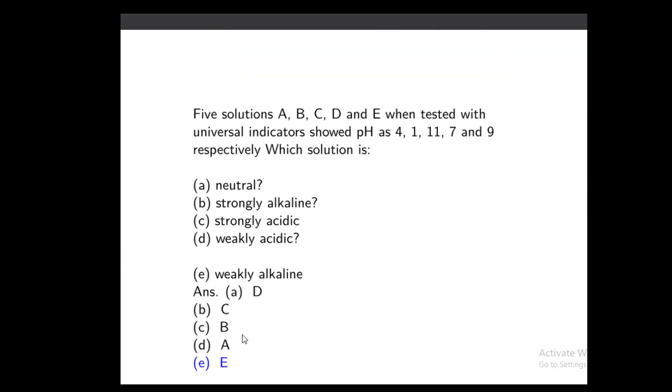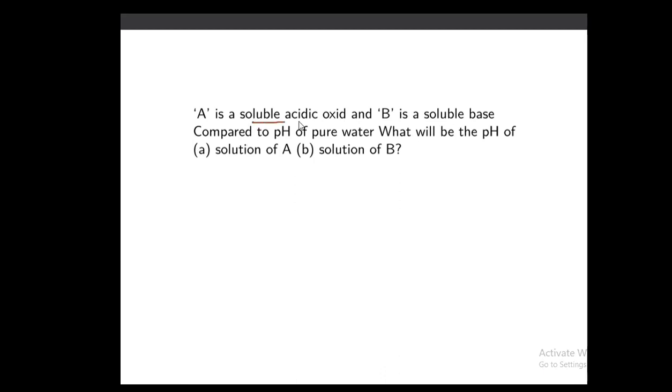So next question. A is a soluble acidic oxide and B is a soluble base. Compared to the pH of pure water, what will be the pH of the solution of A and the solution of B, they are asking. To answer these kinds of questions, you have to remember that the pH of pure water is always neutral. That is nothing but 7. The pH of pure water is 7.